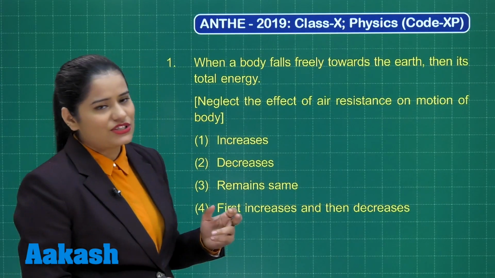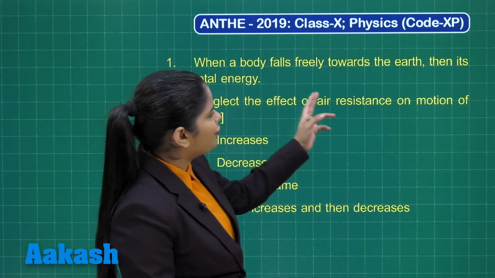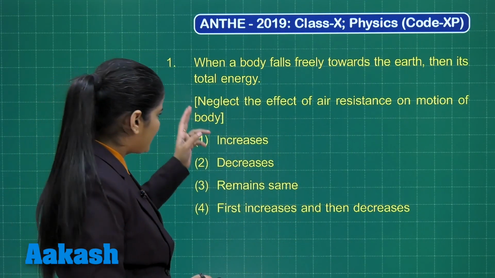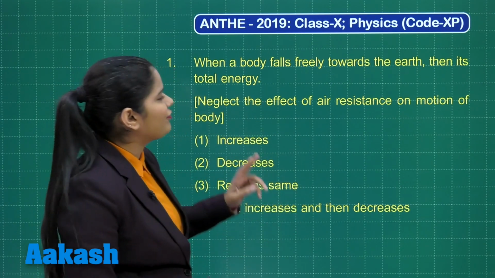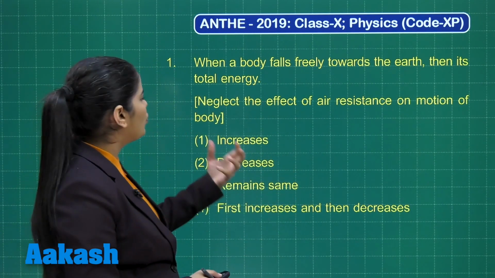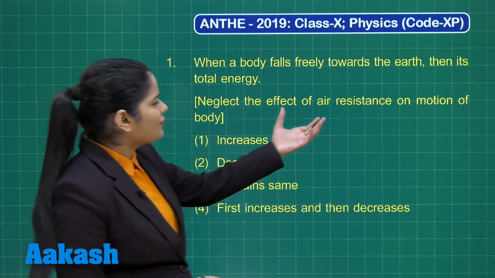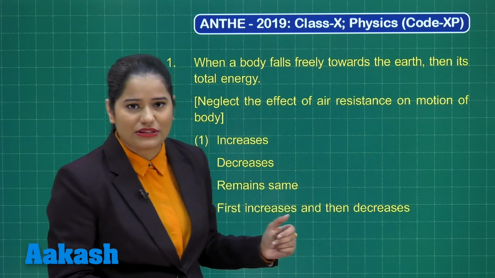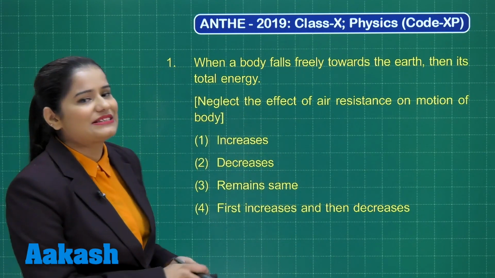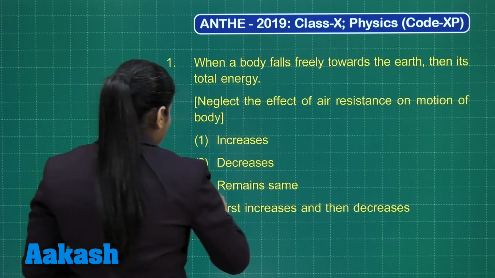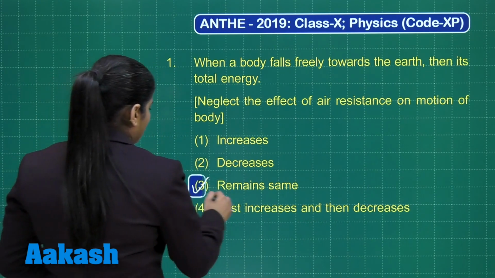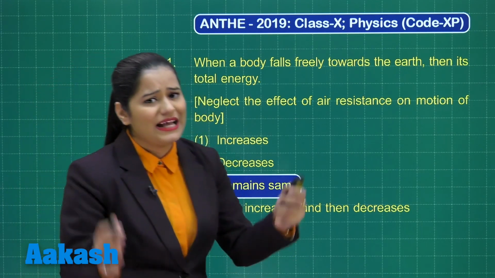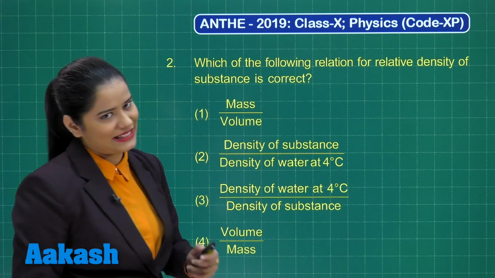So here I have this first question which says, when a body falls freely towards the earth, then its total energy. We are given this condition that we need to neglect the effect of air resistance on the motion of the body. As there will be no air resistance, it means there will be no loss in the energy due to friction. It means the energy remains the same. So which option is going to be the correct option? That is option number 3. Let me just put this into the box as this is the correct option for this question, and let's proceed towards the discussion for the next question.